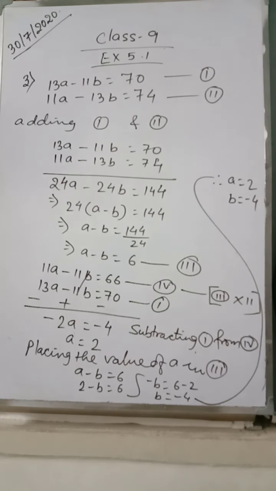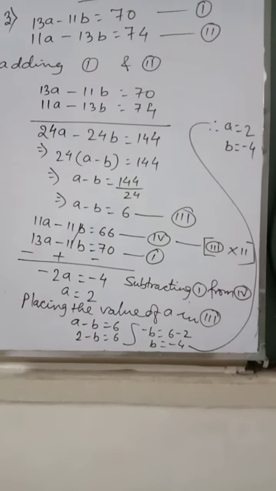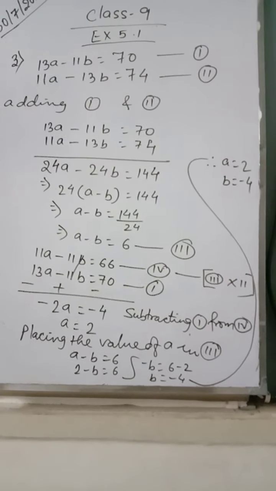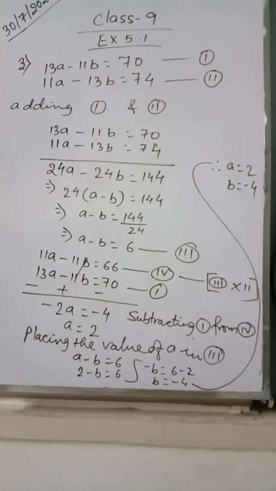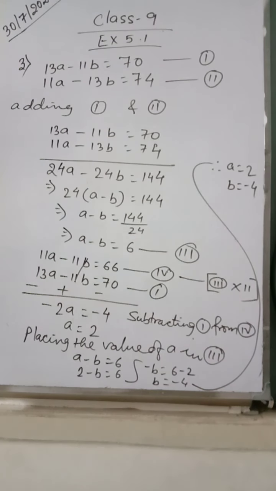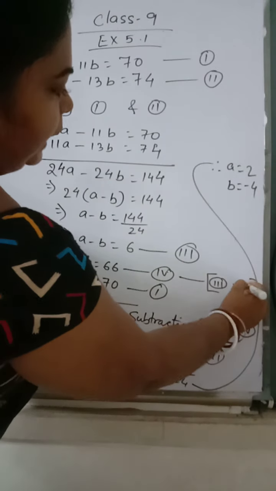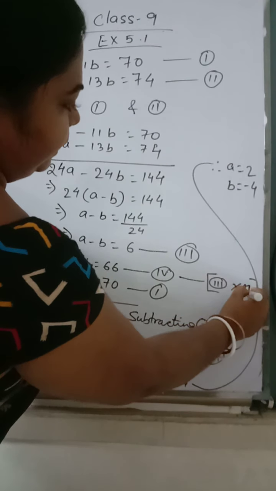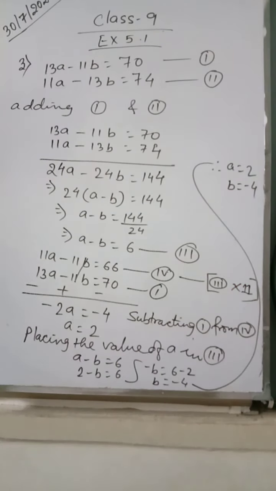So you can see what I have done. First of all, I have added this one to get a simpler equation. Then further that equation is made equal while multiplying with 11. Then I have eliminated. Instead of elimination, you can use substitution. It is up to you.